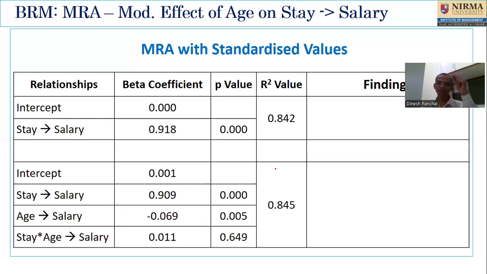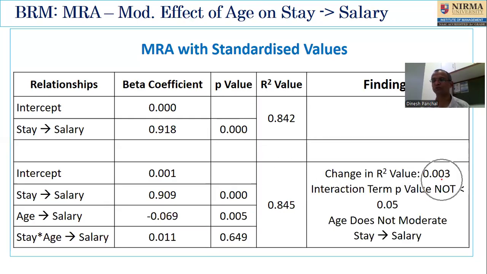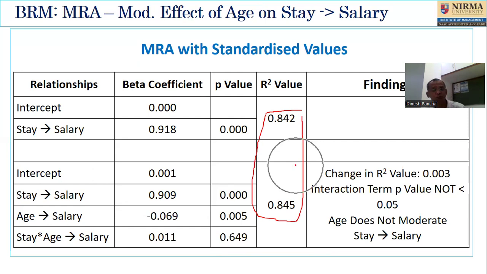Now, first step, check the difference of R-square value. The difference of R-square value here is very, very small. It's only 0.003. So we can say that there is not much difference, so there may not be any moderating effect. Let's confirm this. To confirm this, you have to check the p-value of the interaction variable. The interaction variable was the z value of stay into age, and the p-value is 0.649. Is this less than 0.05? No. Since the value is not less than 0.05, we say the moderating effect is not there. The moderating effect of age on the relationship between stay and salary is not there.